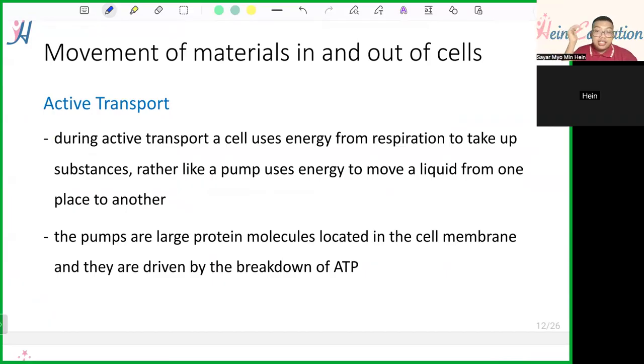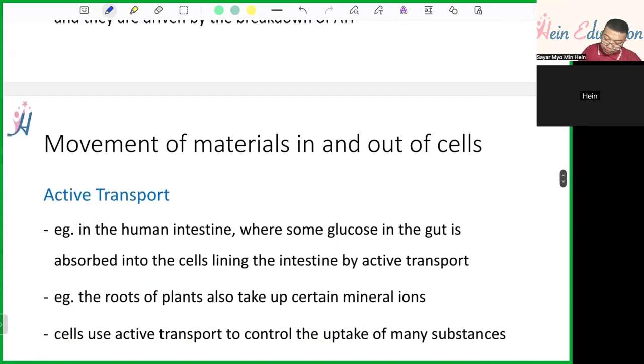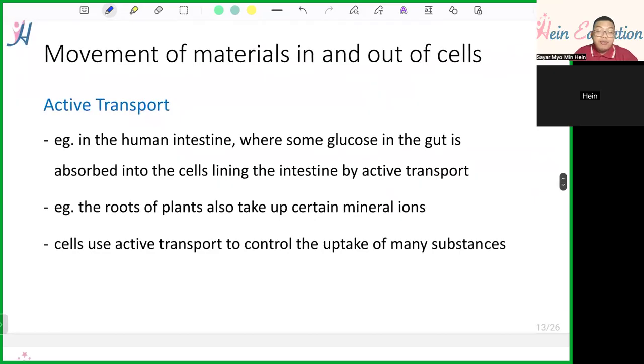So the pumps are large protein molecules located in the cell membrane, and they are driven by the breakdown of ATP. The examples we can see are where the small intestine absorbs glucose, and the root hair cell absorbing certain mineral ions when there is a low concentration outside of the cells and they are needed. So as an example, right?